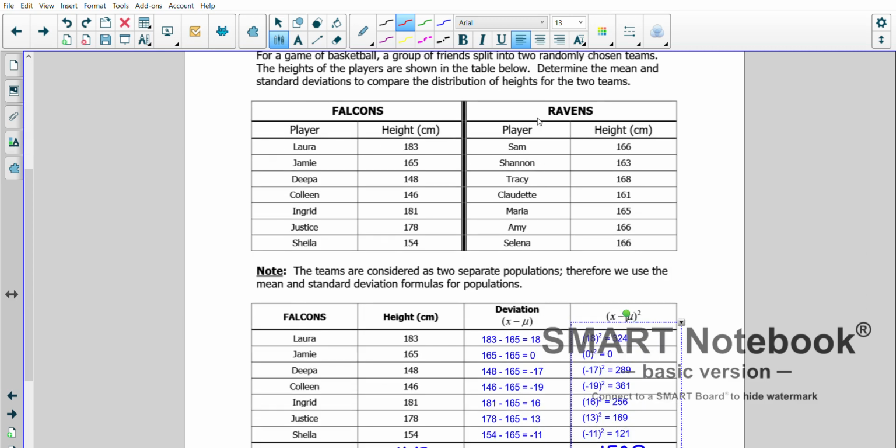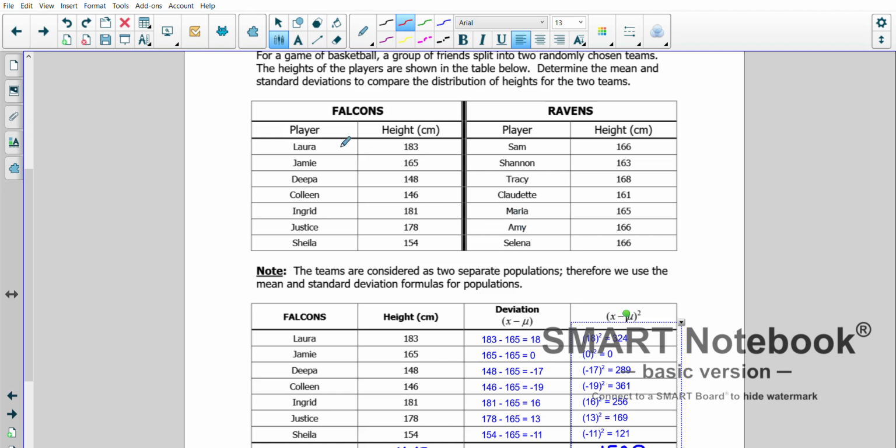So here's the example I want to jump into. Let's pretend that we're going to play a basketball game with these 14 kids, and I want to split them into two evenly matched teams. So evenly matched in basketball, what we'd want to do is probably get the heights of the teams as similar as possible. We wouldn't want one team to have all the tall players and one team to have all the short players. That wouldn't be very fair.